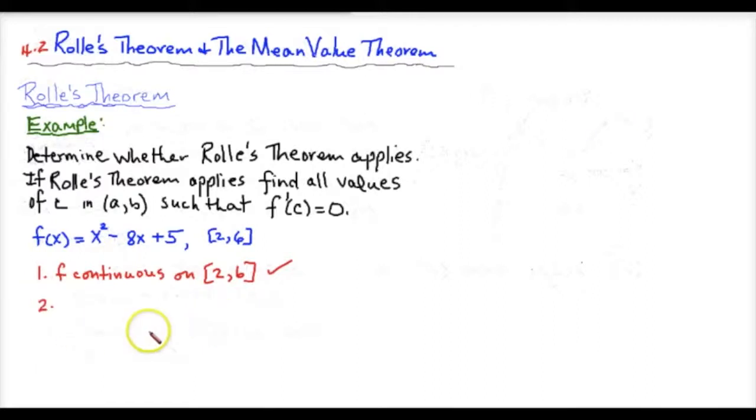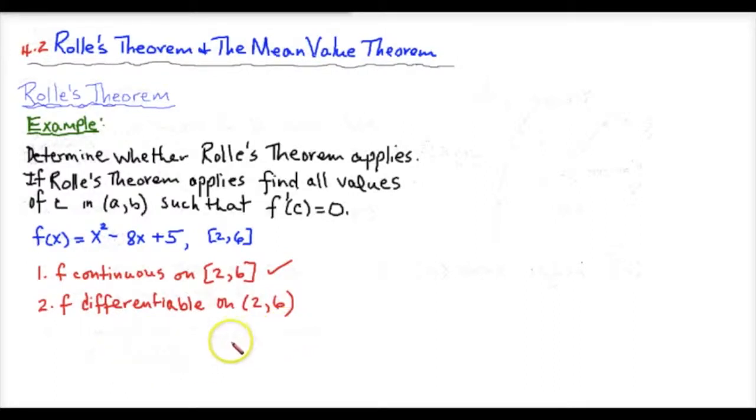The second condition was that the function had to be differentiable on the open interval from 2 to 6. So the question is, is f differentiable on the open interval from 2 to 6? So remember, when you're wondering if the function is differentiable for Rolle's theorem, we're only considering all of the points in between 2 and 6. It does not have to be differentiable at the endpoints.